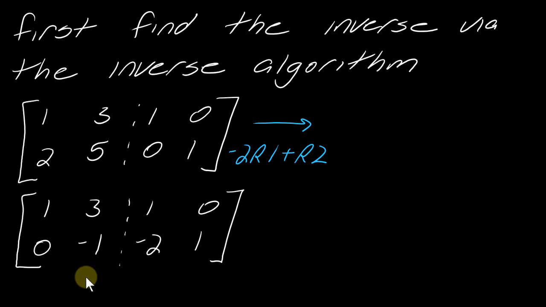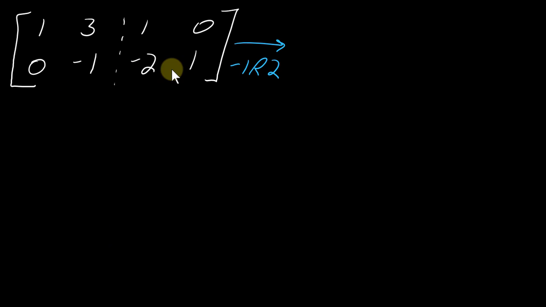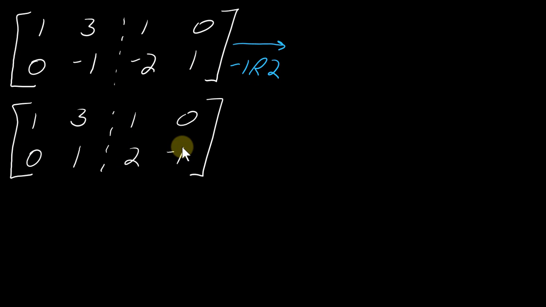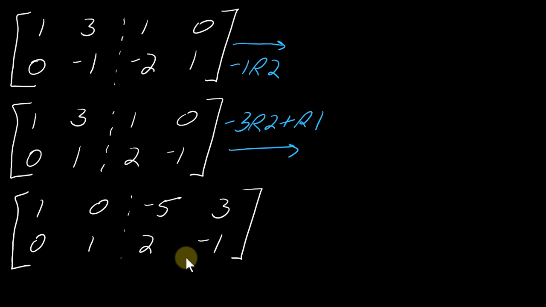Okay, so to finish this, I need to multiply this row by -1. I'm making some more room. So I'm going to multiply this row by -1. Now here's my new matrix, and I've got my 1 here. Now I need this to be a 0. So I'm going to take -3 times row 2 and add it to row 1. And in the end, here's the matrix that I'm going to get.